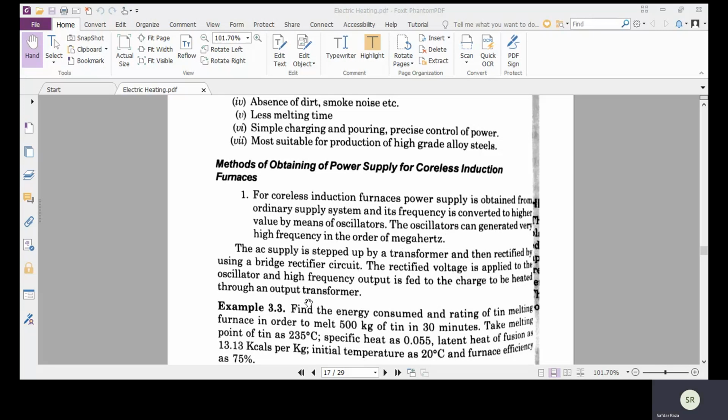So for today it is enough. In today's lecture we have discussed the induction heating, the types of induction heating which includes the direct and indirect induction heating. After this we have discussed the types of the induction furnaces, the core type and the coreless type induction furnaces, and their construction, working, use and advantages.